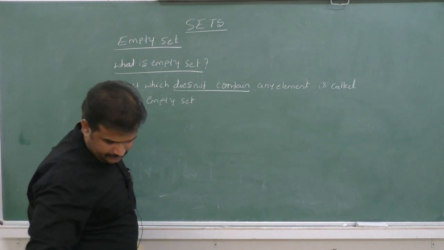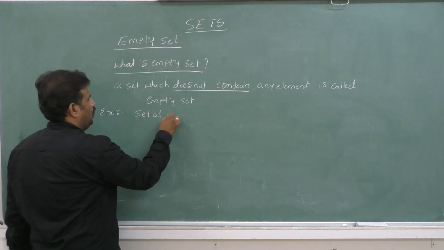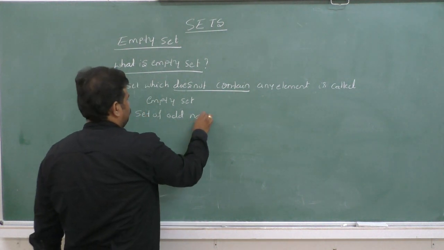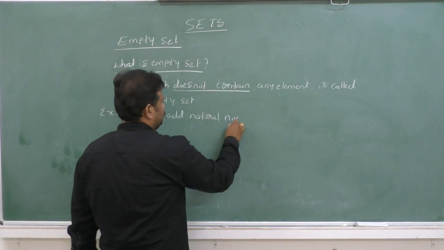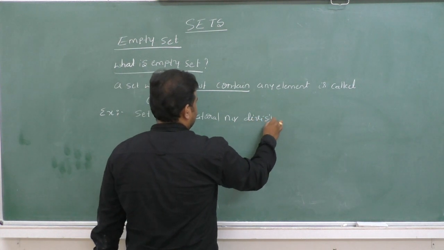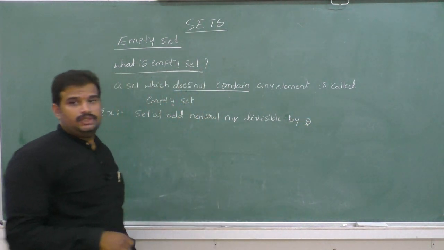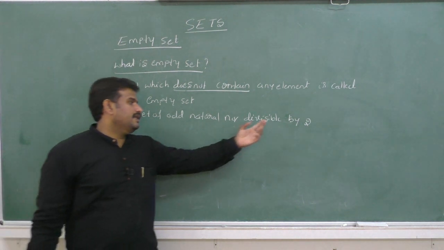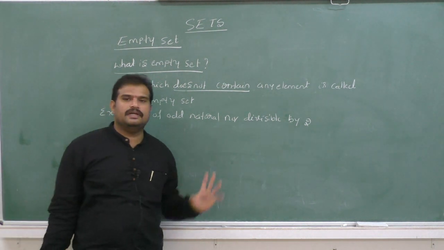So one more example is set of odd natural numbers divisible by 2. So you have to collect possible odd natural numbers divisible by 2. We can't find any odd natural number which is divisible by 2.